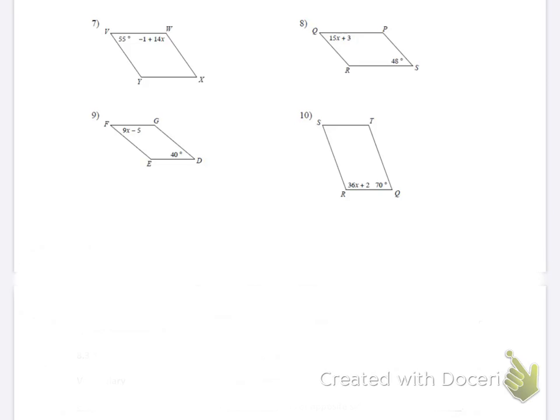Okay, for 7, you are back to consecutive. Okay, consecutive are going to sum. So you're going to add those guys together to 180. And when you solve number 7, you should be getting x equals 9.